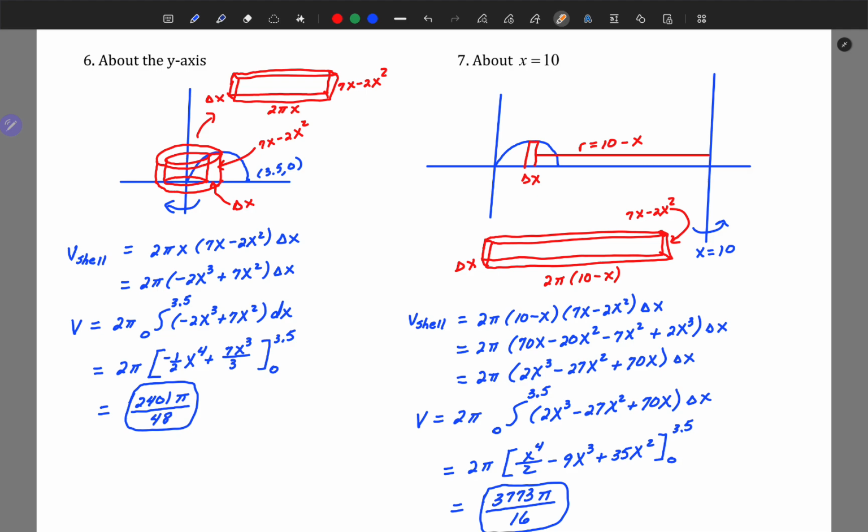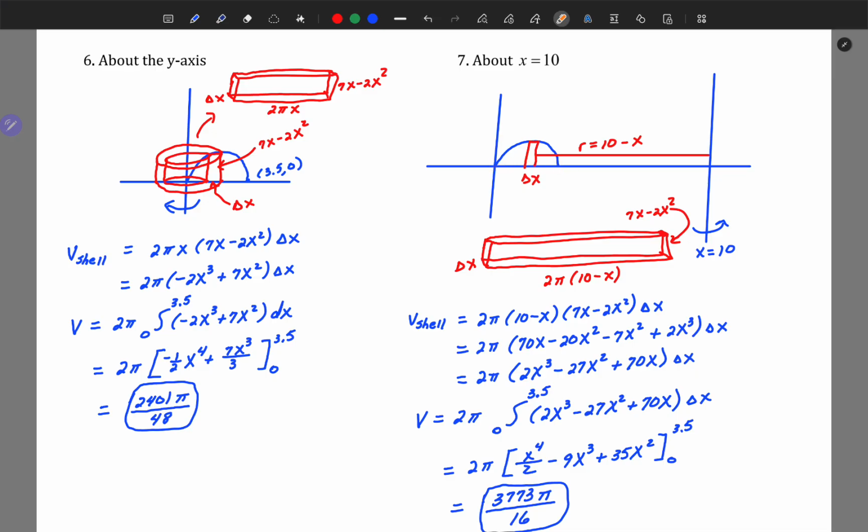For number 7, instead of revolving about the y-axis, which is what we did here, now we're revolving about the axis x equals 10. Now remember what we said, anytime you're revolving about the y-axis, by definition, the distance anything is from the y-axis is defined to be x. So now when I ask you, what is the radius from the axis of revolution? You just say, well, that's the distance from the axis of revolution to any value. Each of these rectangles is at a distance of x, whether it's here, here, over here, as x goes from 0 to 3.5.